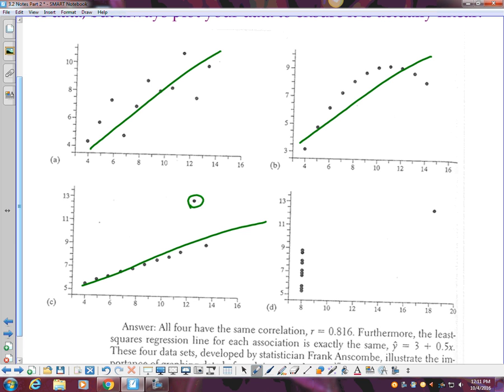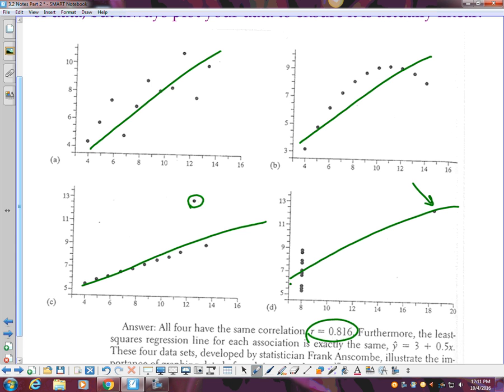But check out D. Now make sure you notice this point way over here. It would kind of pretend that line was straight. Here's the thing. All 4 of these graphs have the exact same R. They all have an R of 0.816. Every single one of them has the exact same R.